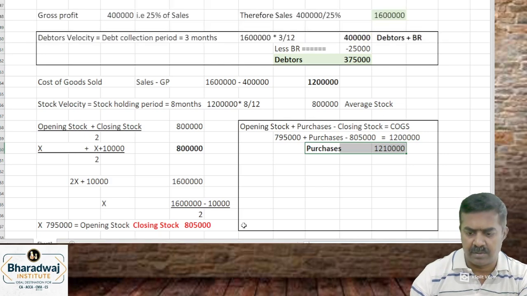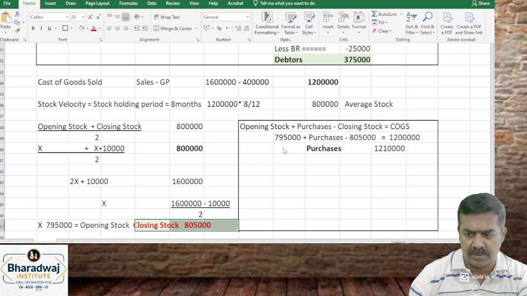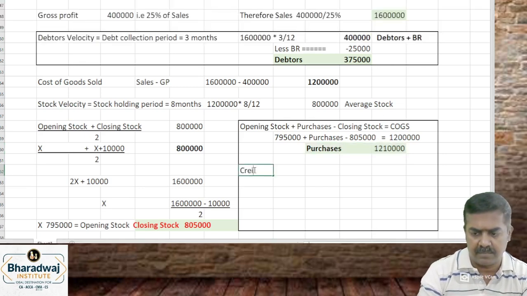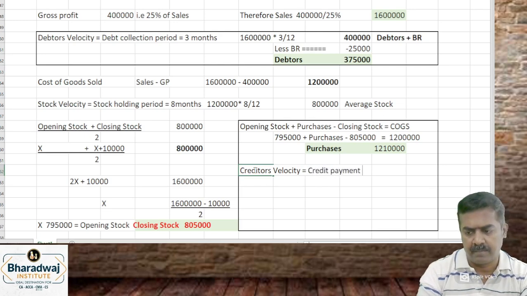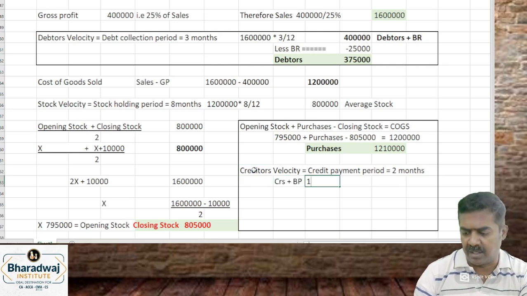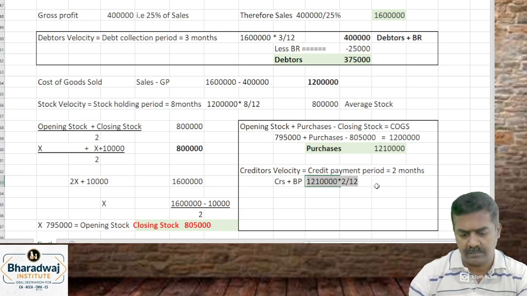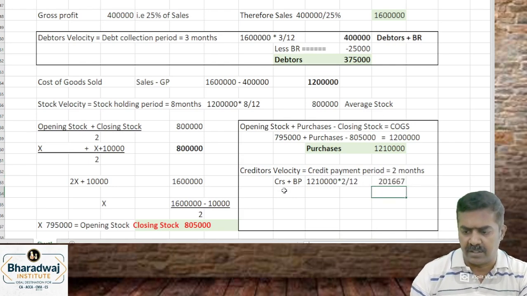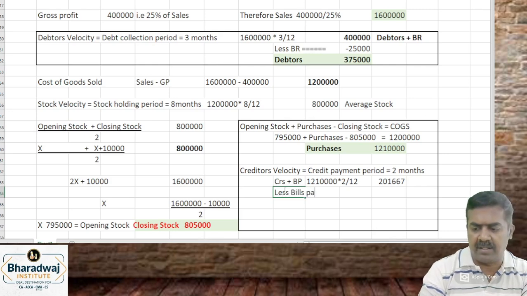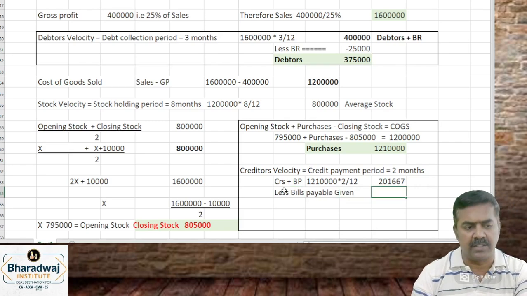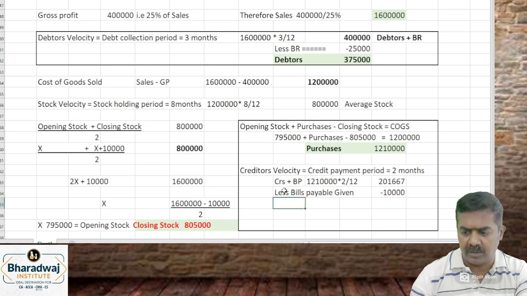Purchases we worked out. Closing stock also we worked out. Using this purchases, what we can find? Creditors velocity, nothing but credit payment period. எவ்வளவு months கொடுத்திருக்காங்க? 2 months. So creditors plus bills payable will be 12,10,000 into எவ்வளவு months? 2 by 12. This is creditors plus bills payable. Less bills payable given. எவ்வளவு bills payable கொடுத்திருக்காங்க? 10,000, then you will get creditors.